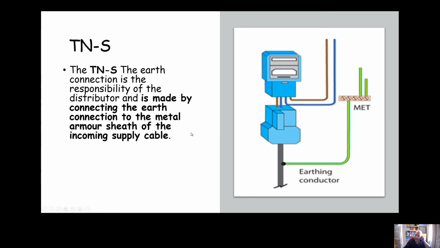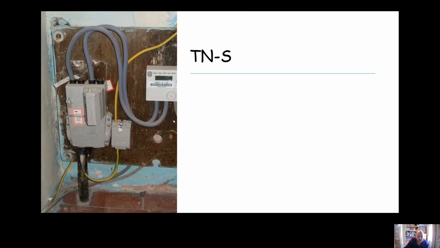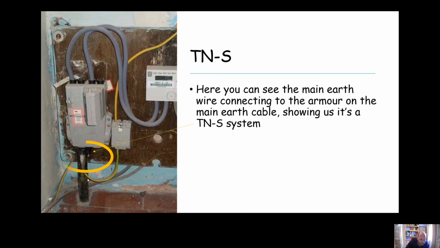TNS, earth neutral separate, is essentially made by making a connection from the main earth terminal with the main earth wire, which would then be connected onto the sheathing of the armoured cable of the main supply as it comes into the property. And you can see an example of it here. So we've got a cable coming in here with the main earth wire connected onto the sheathing just there.